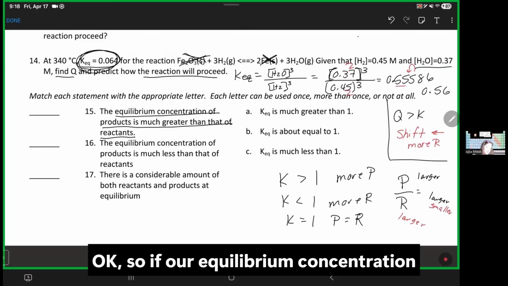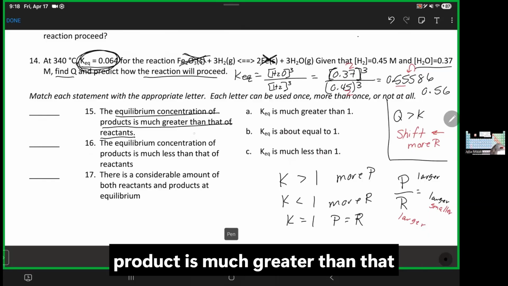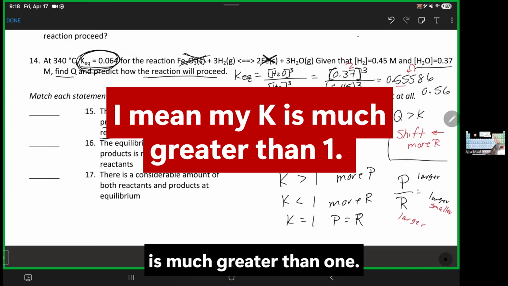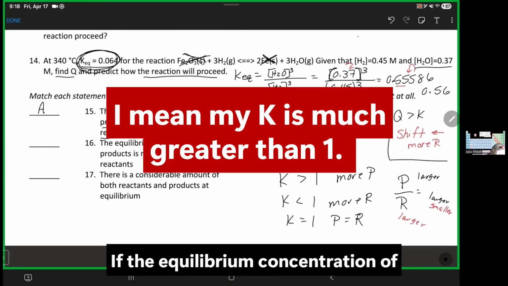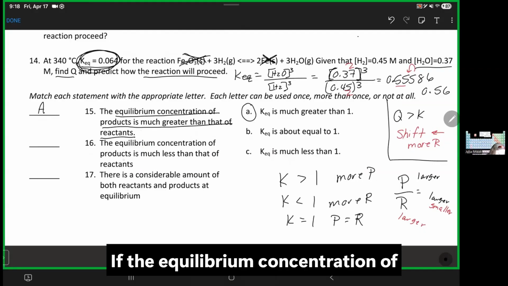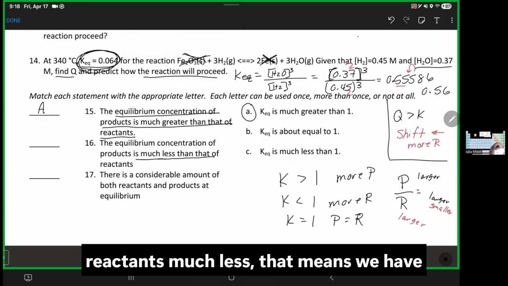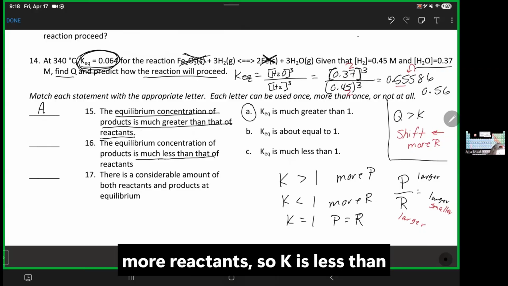If my reactants are larger, my answer is smaller. Okay? So if our equilibrium concentration of products is much greater than that of the reactants, then my K is much greater than 1. If the equilibrium concentration of products is much less than that of the reactants, that means we have more reactants, so K is less than 1.